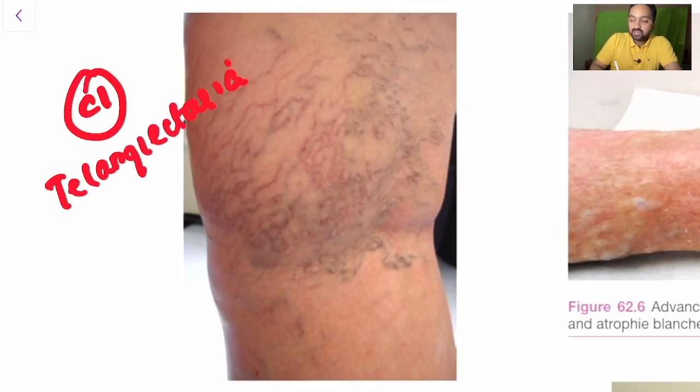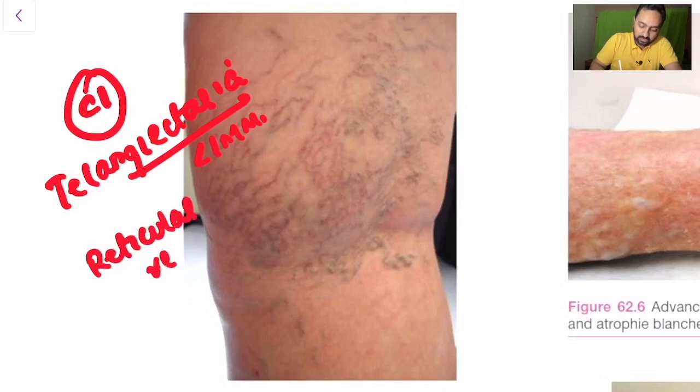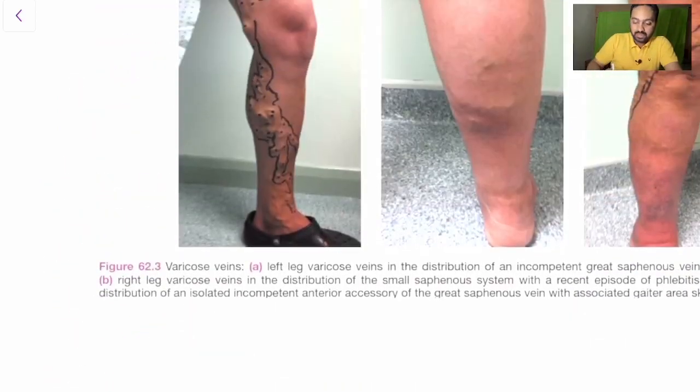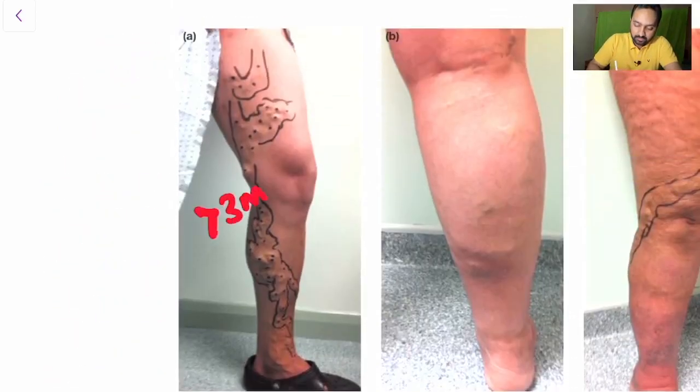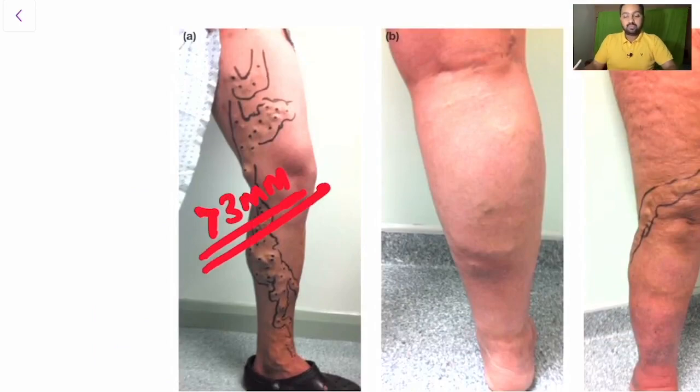So telangiectasias are those subdermal veins which are measuring less than 1 mm. Then you have your reticular veins, which are measuring 1 to 2.9 mm, right? And you have your varicose vein, which measures more than 3 mm, right?